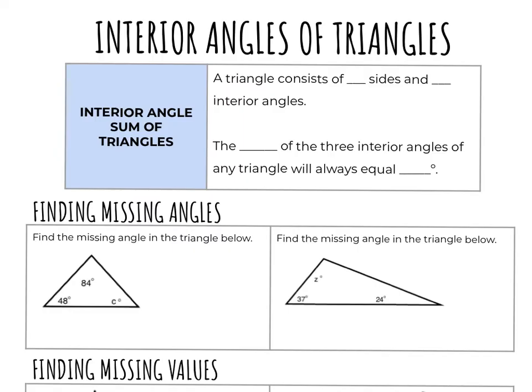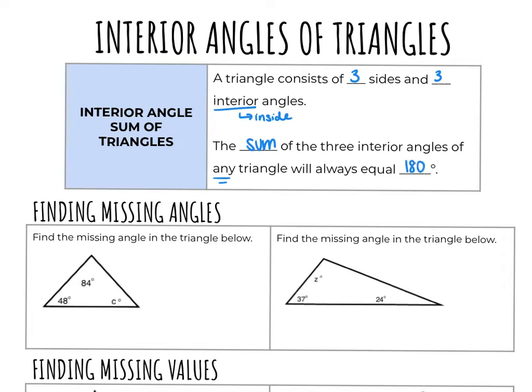So what we know about the interior angles of triangles is, first, a triangle consists of three sides, which means they have three interior angles. Remember, interior is just a way to say inside of the shape. The sum, which remember means adding, of the three interior angles of any triangle will always equal 180 degrees.